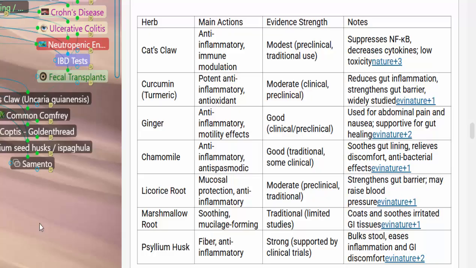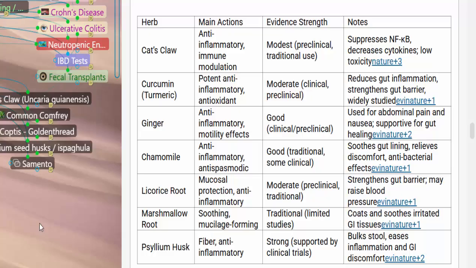Chamomile, anti-inflammatory and antispasmodic. Good evidence from traditional use and some clinical. It soothes the gut lining, relieves discomfort, and has antibacterial effects. Licorice root. It gives mucosal protection and is anti-inflammatory. There's moderate evidence in preclinical studies and traditional use.